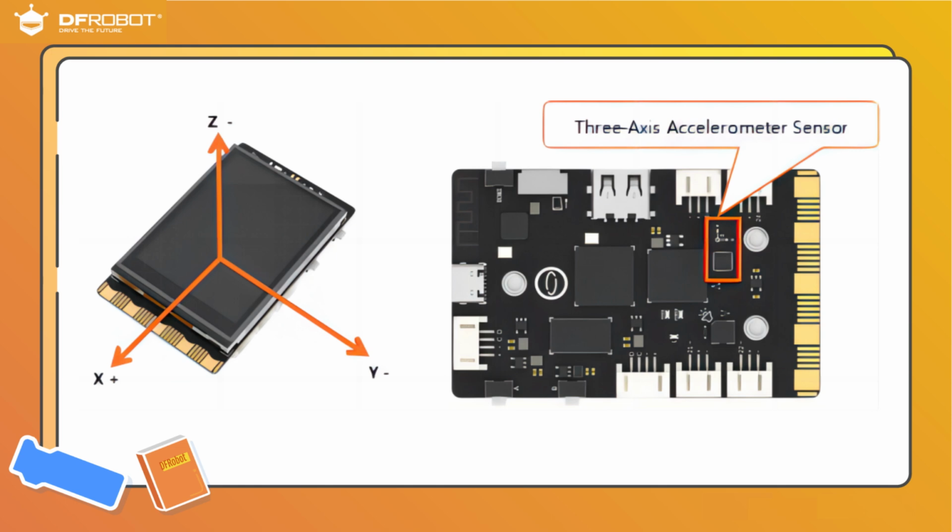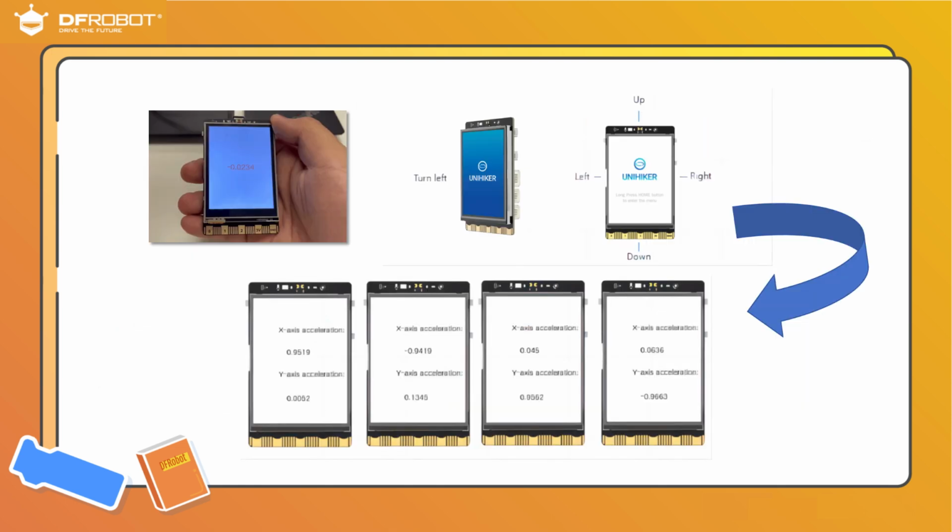With this project, deciding what to eat becomes a breeze. In this project, we'll be using the 3-axis accelerometer sensor located on the back of the Unihiker. As you can see from these images, the accelerometer values in different states of the main board can be read. Therefore, we can detect the shaking of the board, which in turn triggers the random selection.